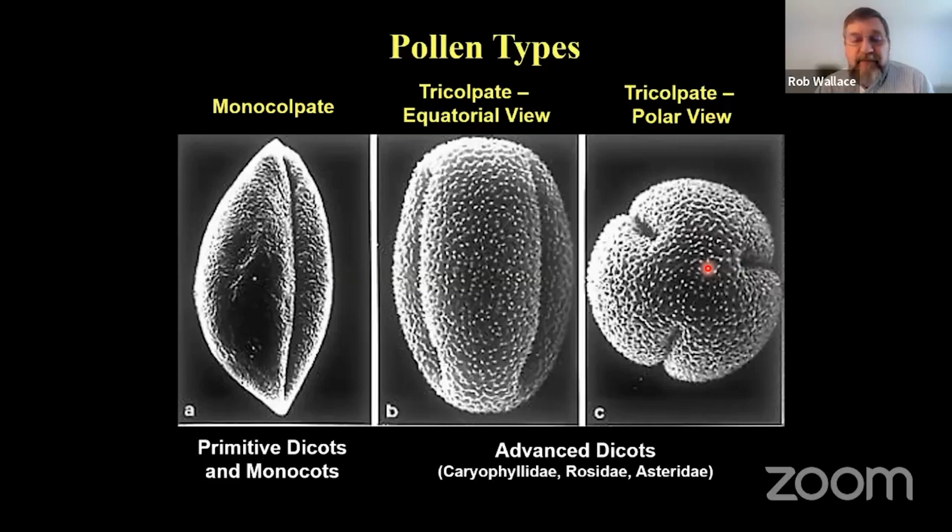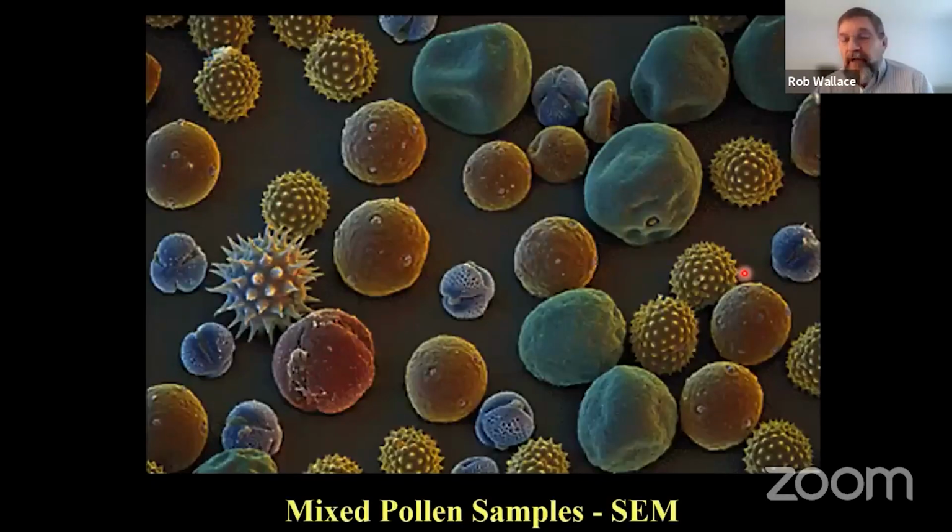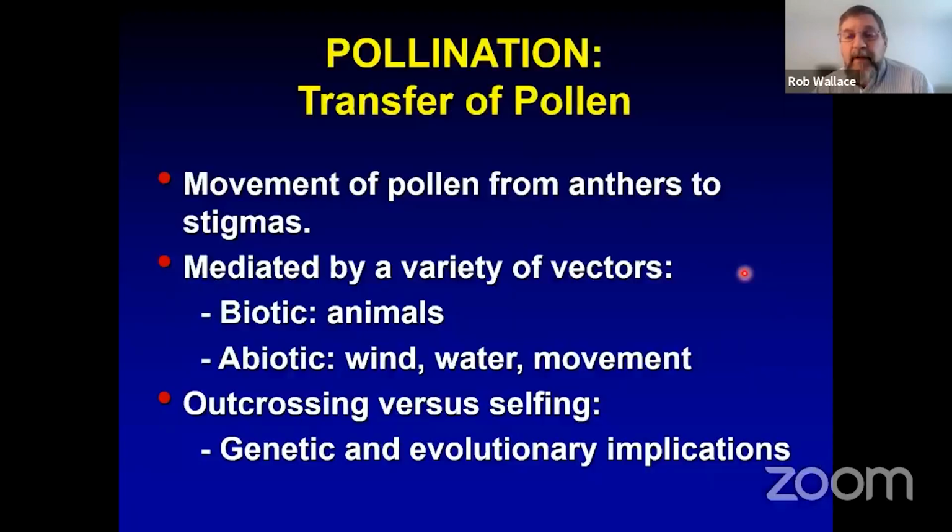Pollen can take on different types of growth forms. Monocots generally have just one opening. Most dicots, 75% of flowering plants, have 3 or more pores in their structure. So there's a lot of variation within the pollen itself. And this is a mixture of pollen, just to give you an idea of some of the diversity of pollen in terms of their morphology.